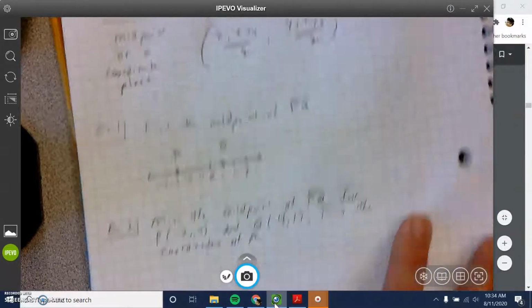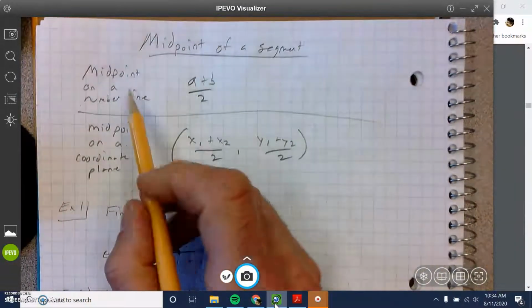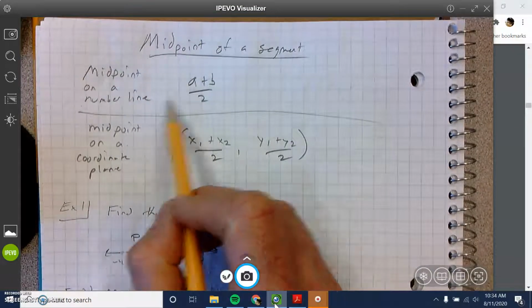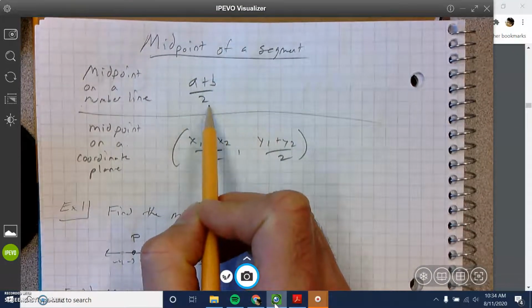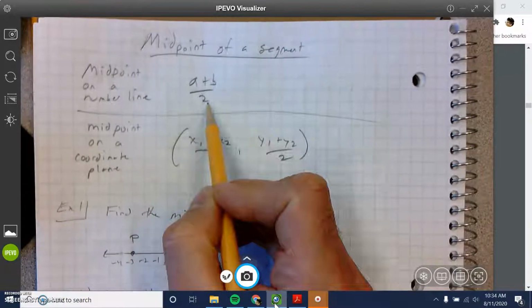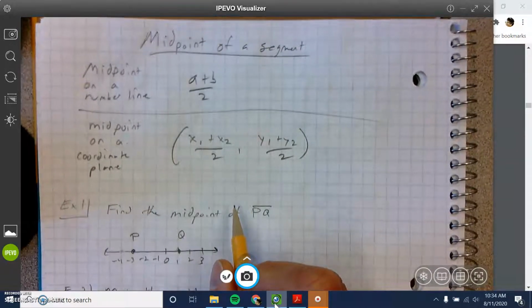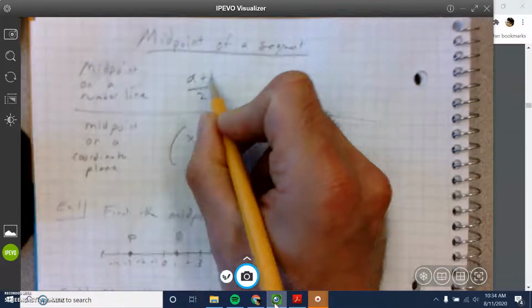So let's get our notebook ready. Here you go. Midpoint of a segment. The midpoint on a number line is A plus B divided by 2. So if one point is A and the other point is B, you divide the sum by 2. Why are we dividing by 2? Pause the video right now and write this down, by the way.